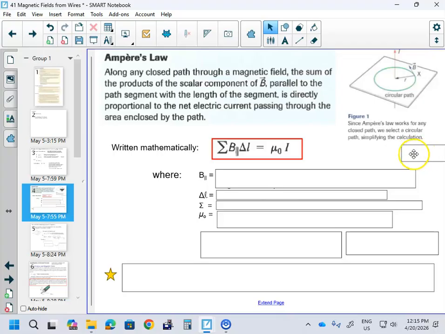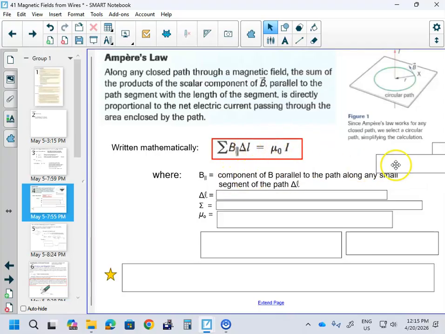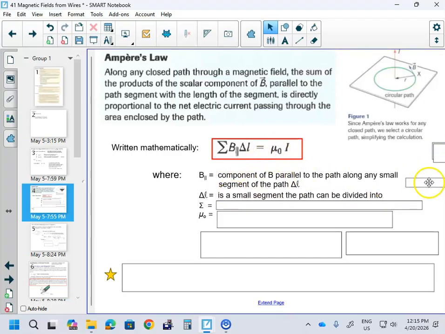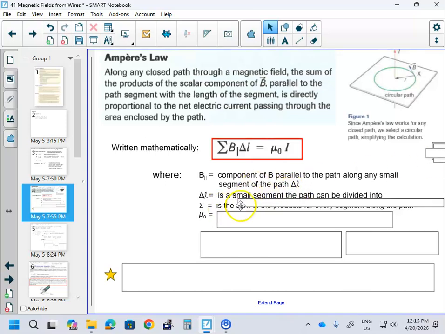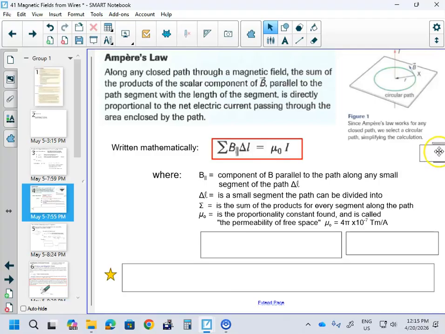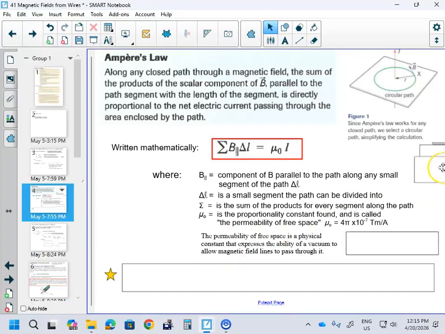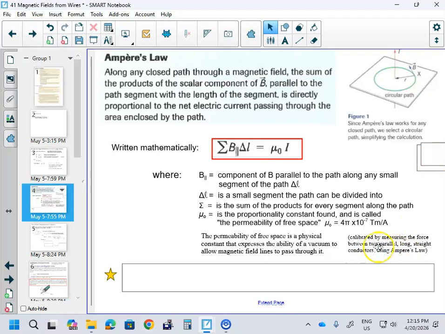Written mathematically, it looks like this. This is the sum of the magnetic field parallel to the path length, times the little path length pieces, and we've got the sum of all the parts. Then there's your proportionality constant and the current, so proportional to the current. The proportionality constant is sometimes called the permeability of free space. It's just 4 pi times 10 to the negative 7, a number which came from previous work as well. That permeability of free space is calibrated based on those two wires that I'm going to talk about shortly.